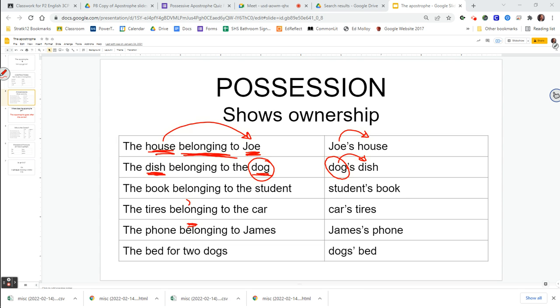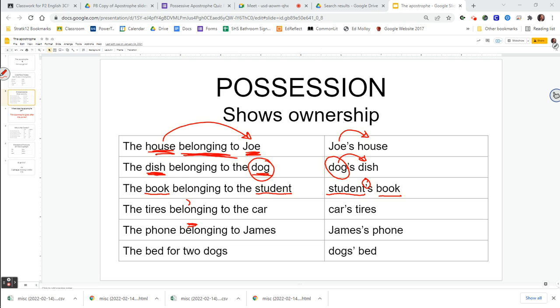The next one, the book belonging to the student. Again, we figure out student is the owner, and the thing being owned is the book, and that's all we have left over. We bring those over here and we say student's book. The apostrophe always goes after the owner. All you have to do is figure out who the owner is.